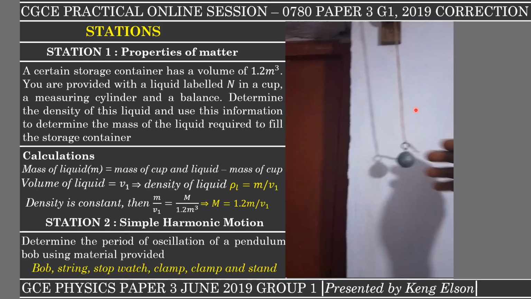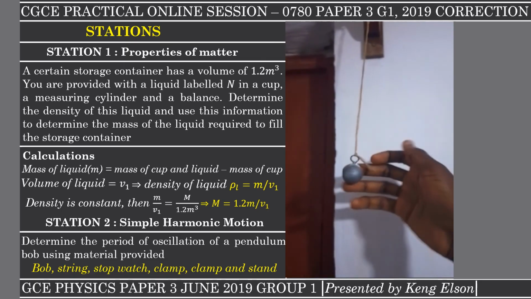That's a period. But for us to have a good value, we can do like 10 oscillations, and we calculate the time taken, then we divide, we get a period, and that is it. As easy as that.